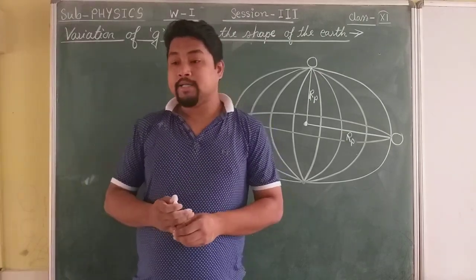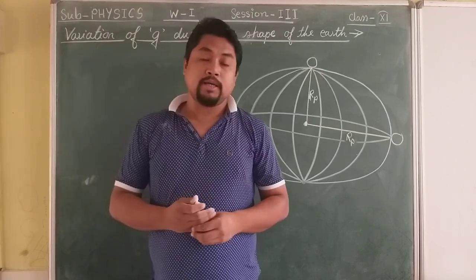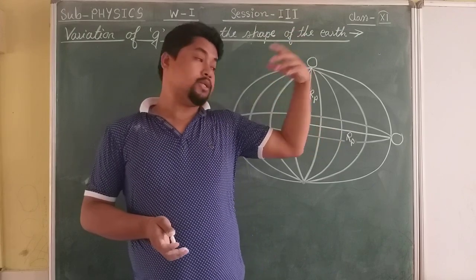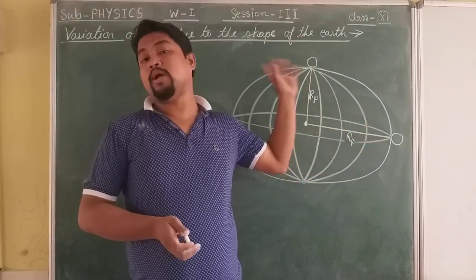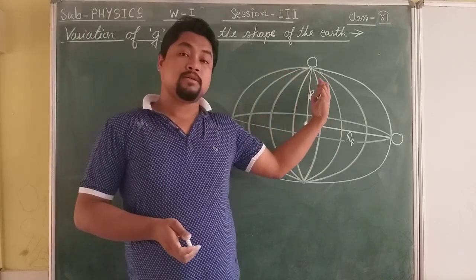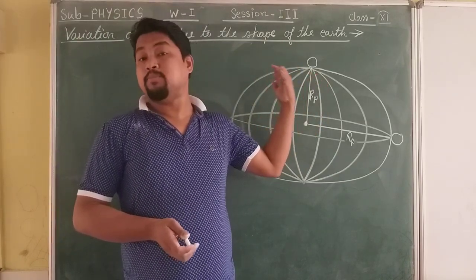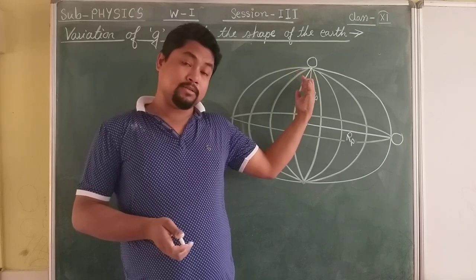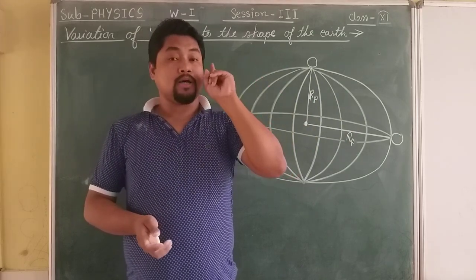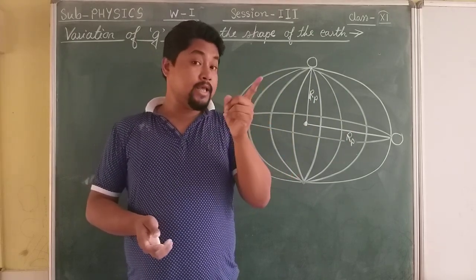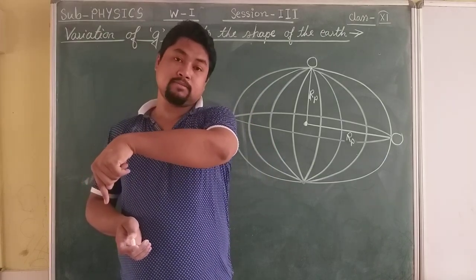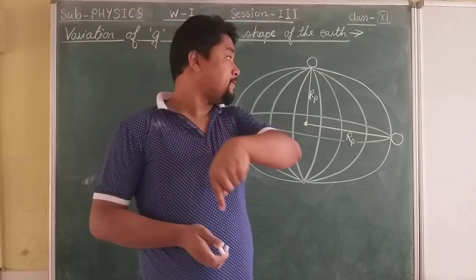Since earth is not a perfect sphere, it bulges out at the equator and flattens at the poles. Therefore the equatorial radius is greater than the polar radius, and hence acceleration due to gravity at the poles is greater than the acceleration due to gravity at the equator, because g inversely depends on the radius or the distance. Right.